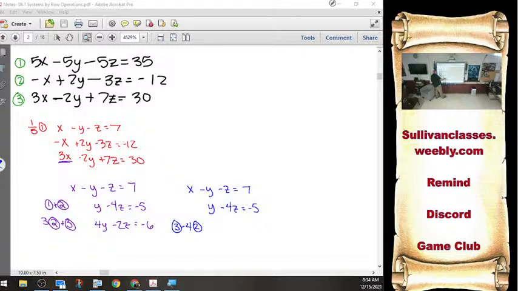-4z times -4 is 16z, minus 2z. -5 times -4 is 20. Add it. Okay? So there's mental math going on here.